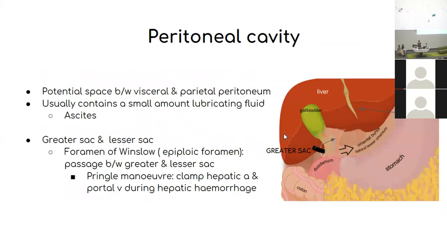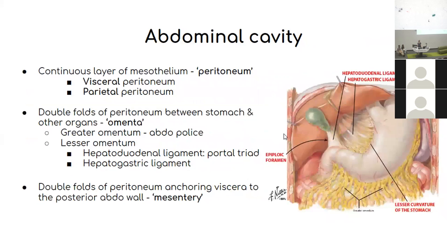So I'll flip back again, sorry. So mesentery, again, is referring to peritoneum, but it's peritoneum that's connecting internal organs to the posterior abdominal wall. So just remembering the difference between the peritoneum, the mesentery, and the omentum is really important.